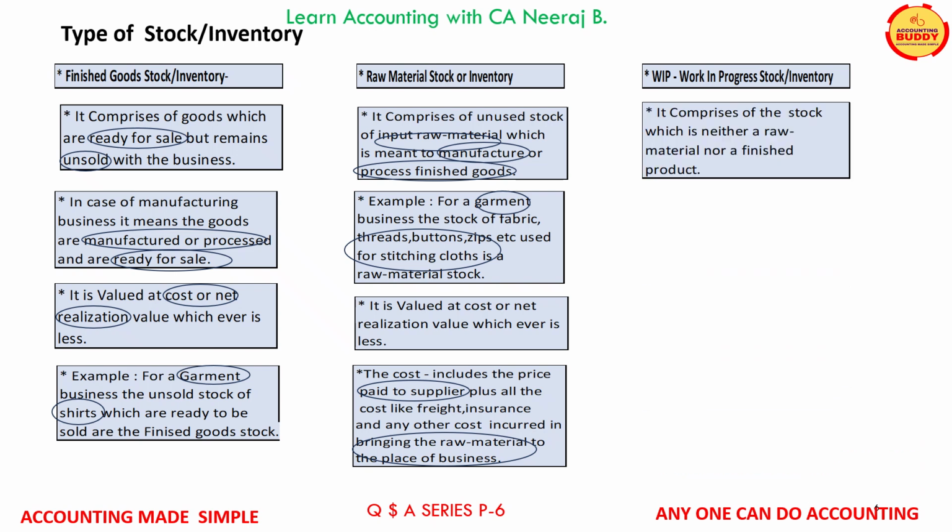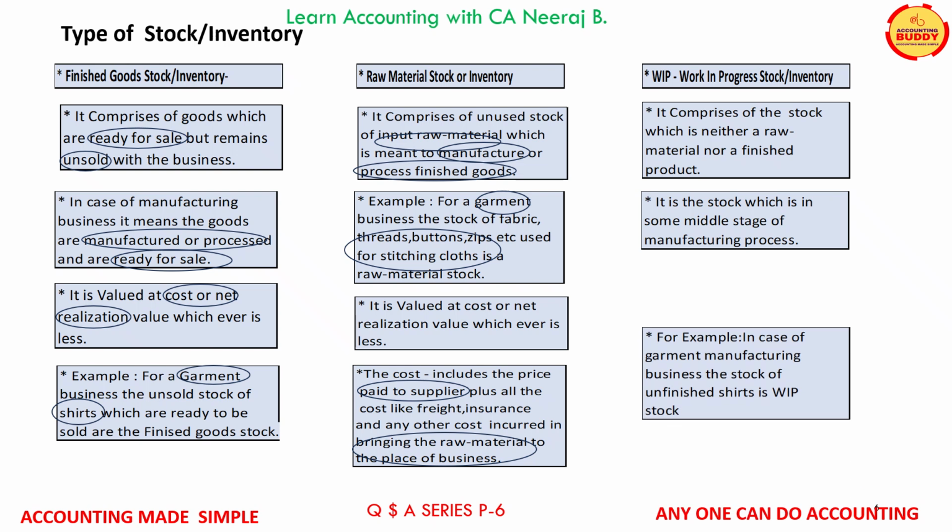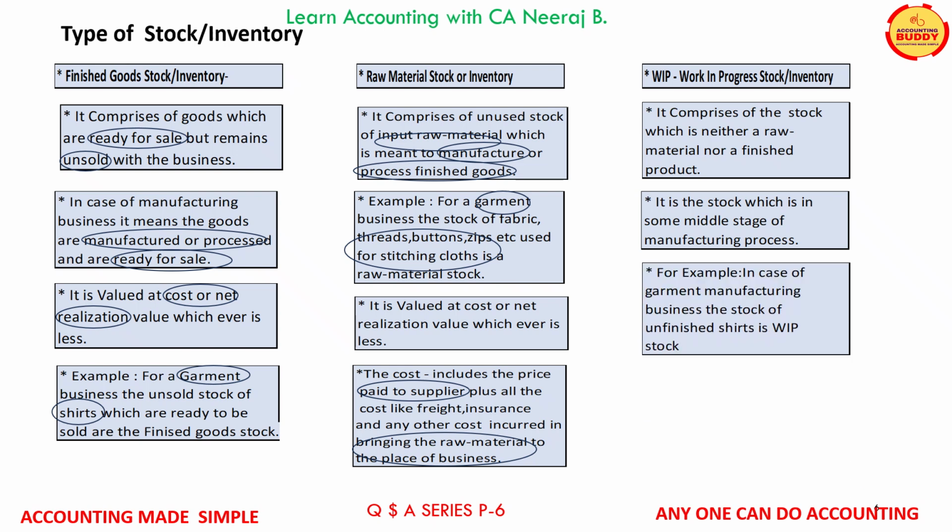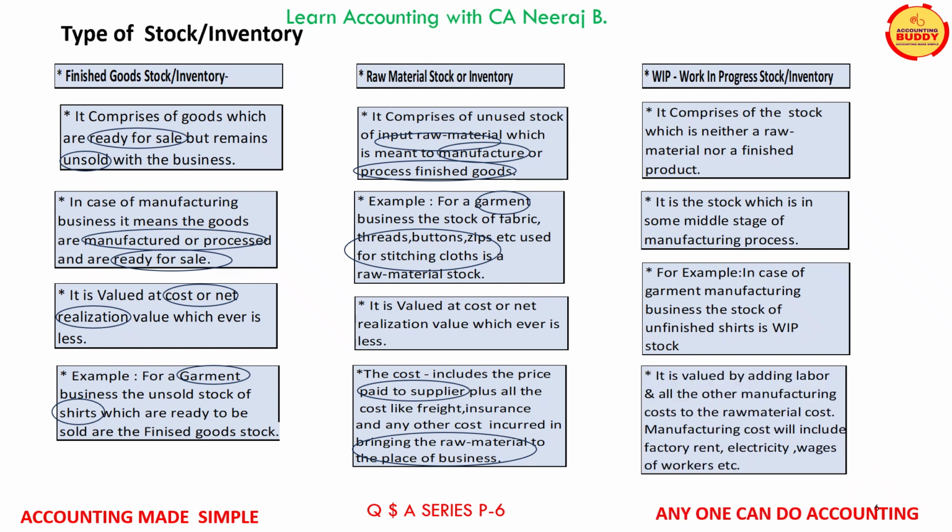Now, work in progress inventory comprises of stock which is neither raw material nor finished product. It is a stock in some middle stage of manufacturing process. The stock of unfinished shirts in case of a garment manufacturing business is an example of work in progress stock. Work in progress stock is valued by adding all the manufacturing costs incurred to its raw material cost. Stock is shown in the balance sheet under the head current assets.